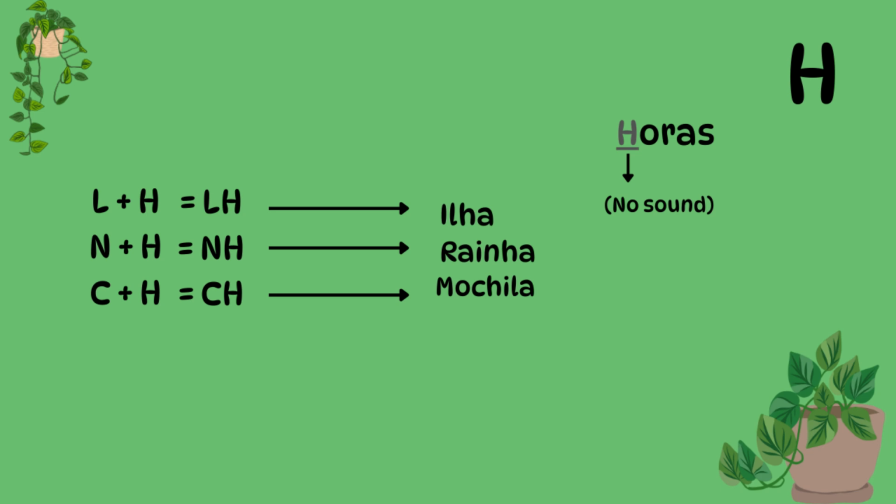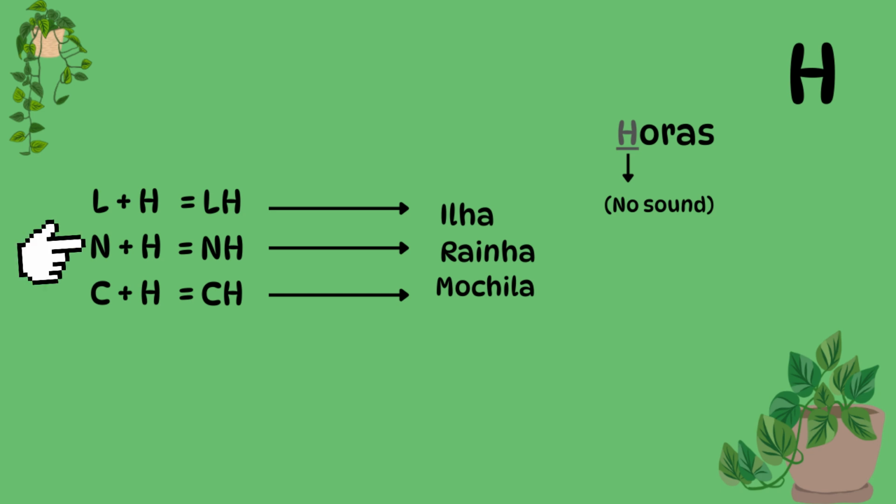For example, horas. You don't say horas, you say horas, because the H is silent. There are some different sounds of H too, when it's with other letters. L with H gives an L sound. For example, ilha.